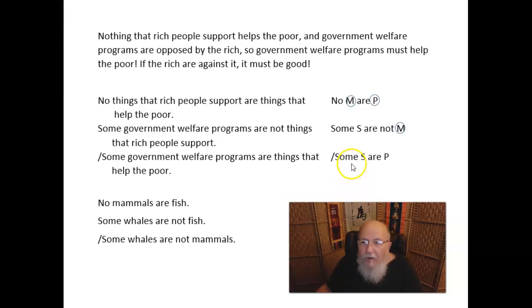If you think about it, what's going on here is we're trying to connect the S and P classes. We're trying to claim that at least one member of the S is in the P, but up here we have no basis to support that.